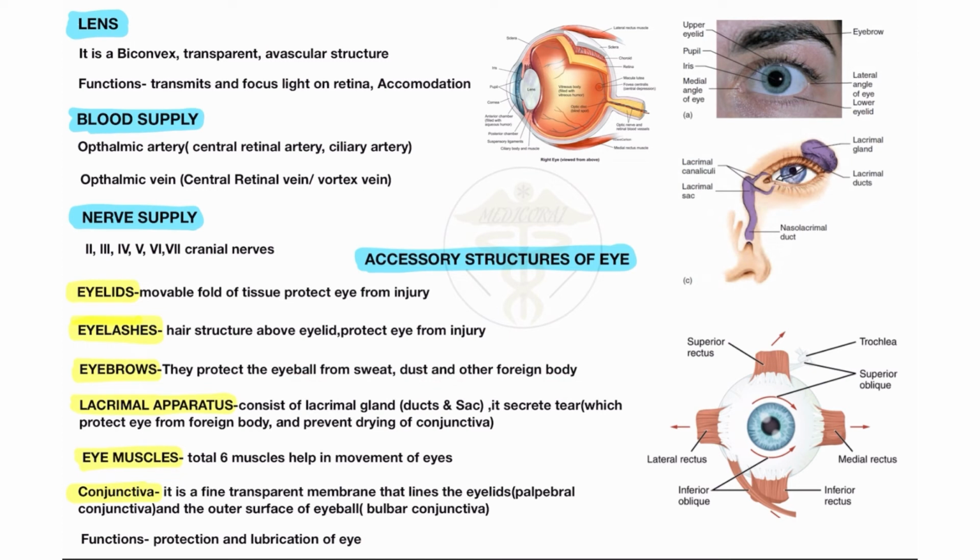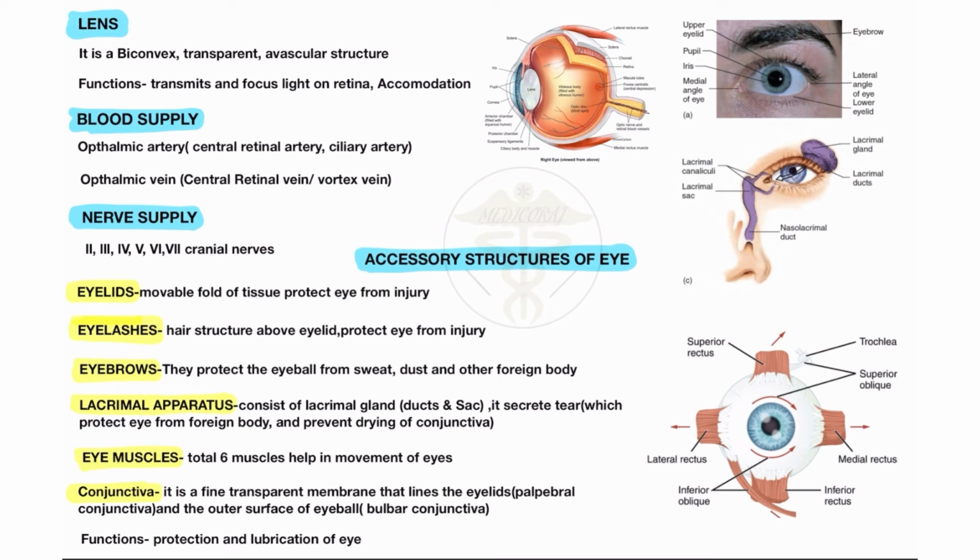The last accessory structure of the eye is the lacrimal apparatus. Here you will see the lacrimal apparatus. It is mostly present in the temporal region. In both eyes it is present in the temporal part.